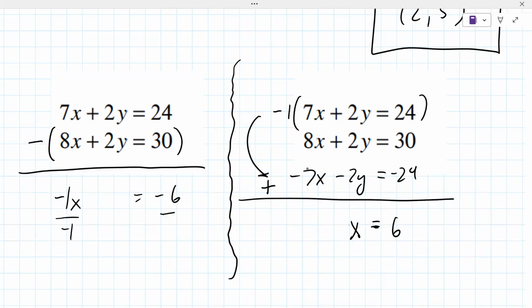Now you've got to divide both sides by -1 and you get the same thing. Ooh, we got the better one. Yeah, I mean you get to decide. It doesn't matter as long as you get to the same answer.